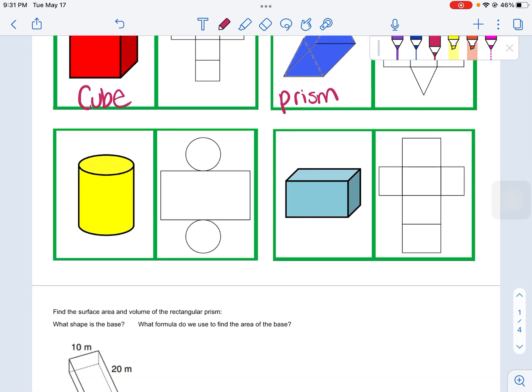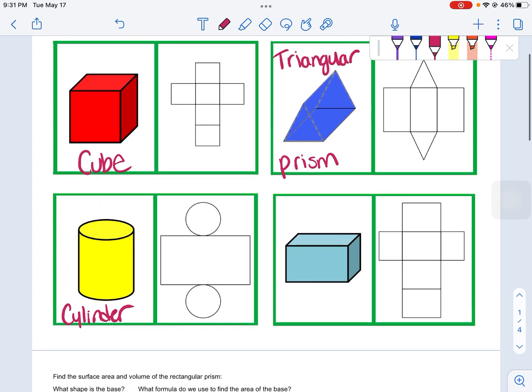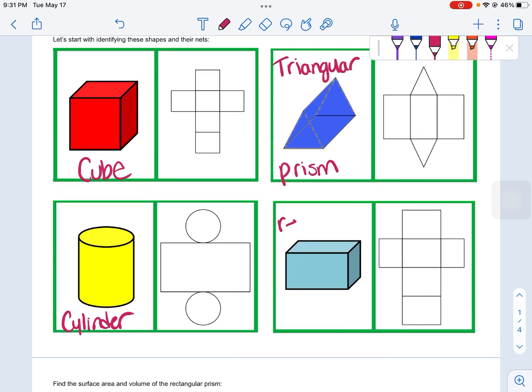The yellow one is called a cylinder. And the cylinder has 2 circles, and then the inside shape is a rectangle if you unfold it. And then the last one was a rectangular prism. And a rectangular prism has all 6 sides similar to the cube, but all 6 sides are rectangles.